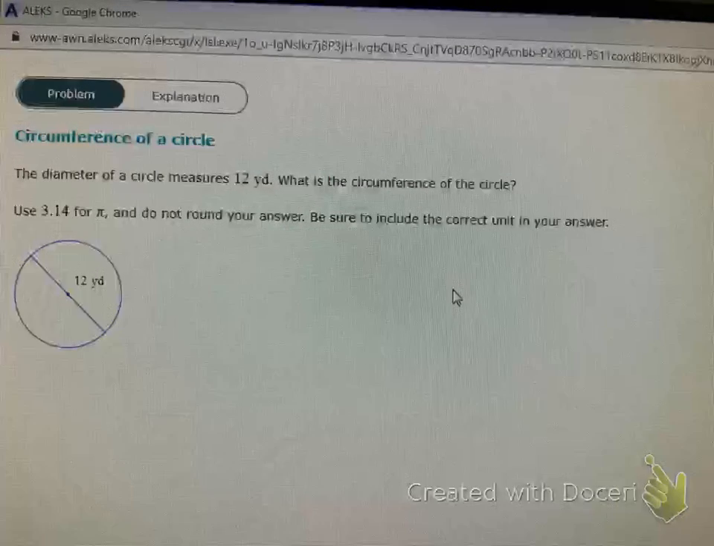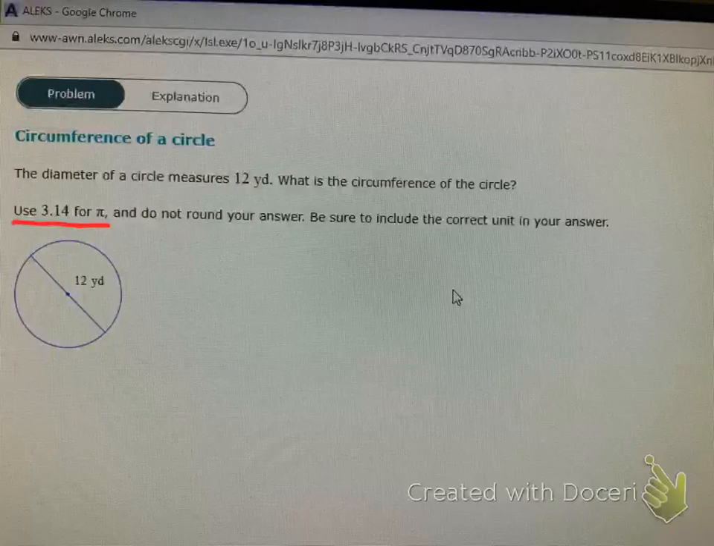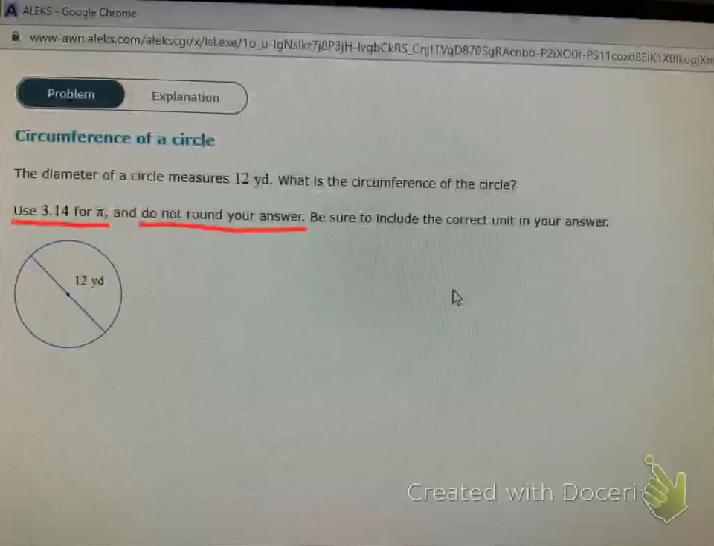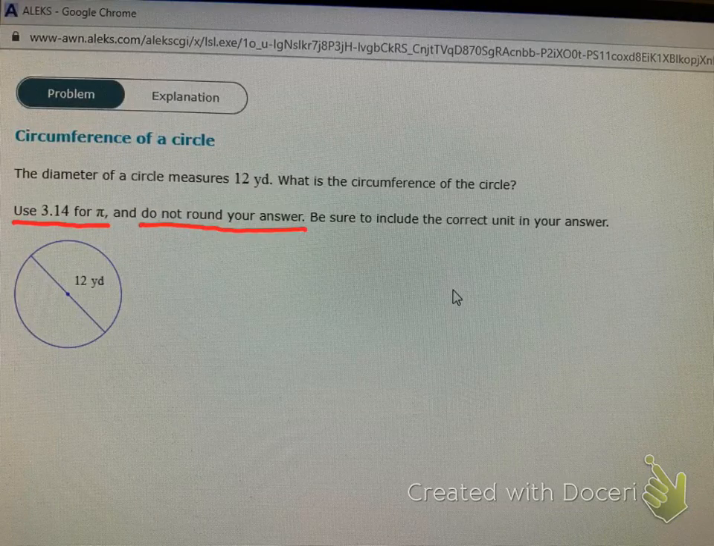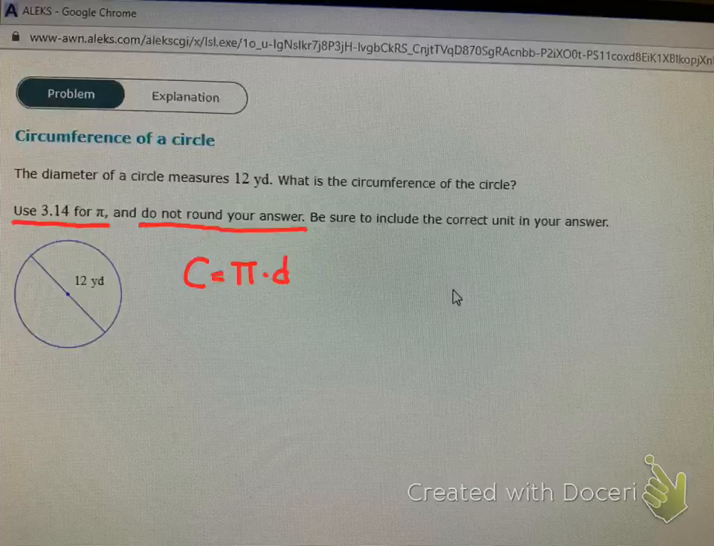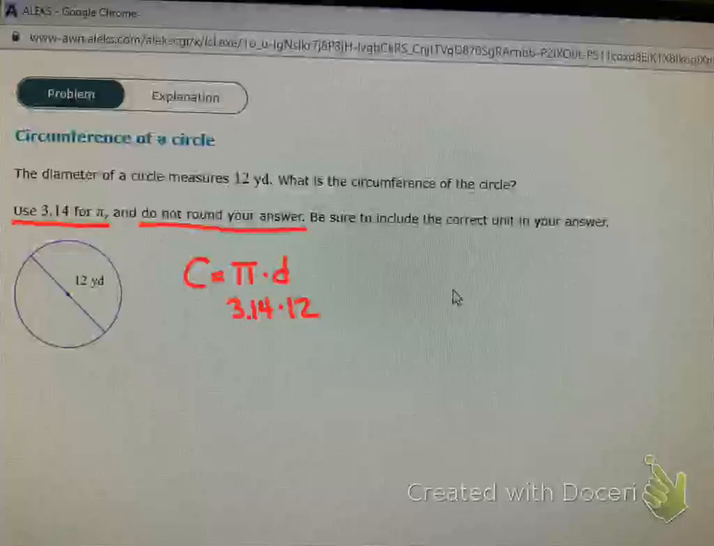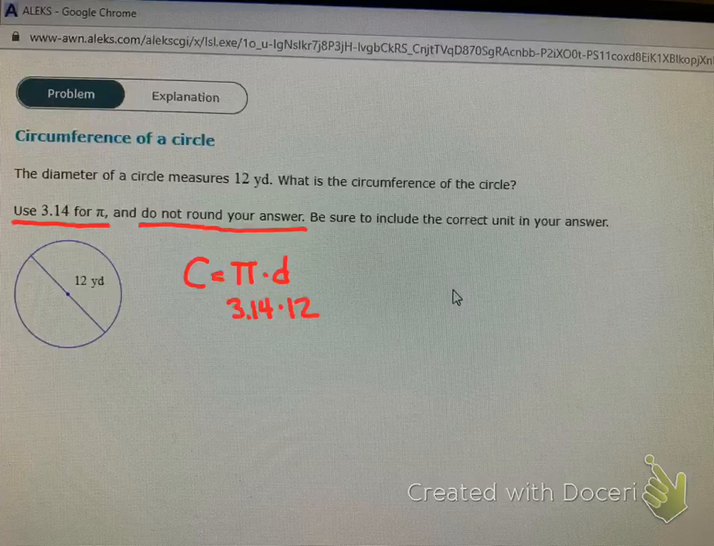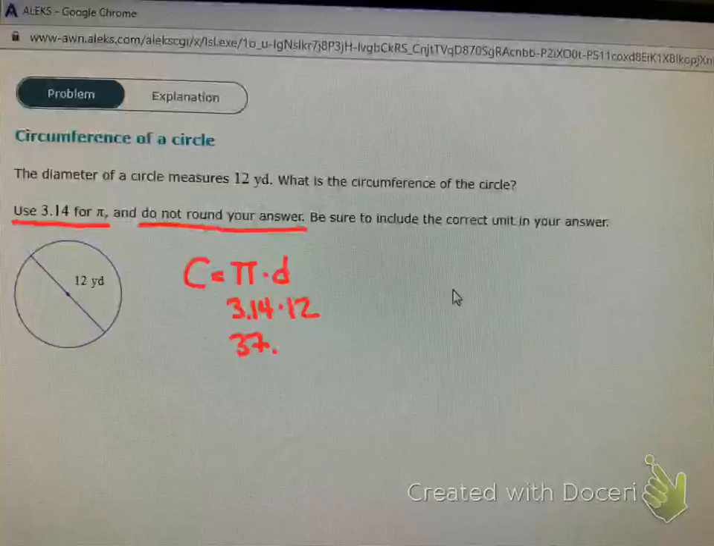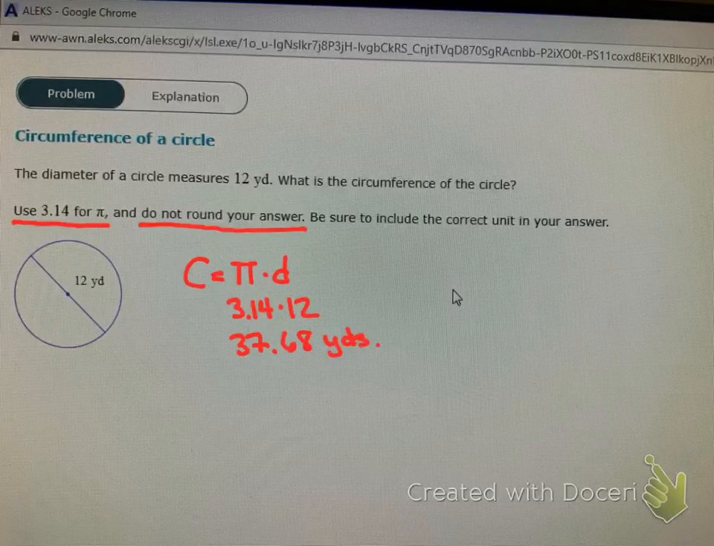Now the difference between this and what we did in class is they ask us to use 3.14 for pi rather than the pi button. They also say do not round your answer, so we're going to use the entire thing. So remembering that circumference equals pi times the diameter, we're going to take our diameter, which is the 12 yards, and we're going to do 3.14 times 12. So if we take our calculator out and we do 3.14 and we times it by 12, the answer here comes out to be 37.68 yards. And so that would be our answer.